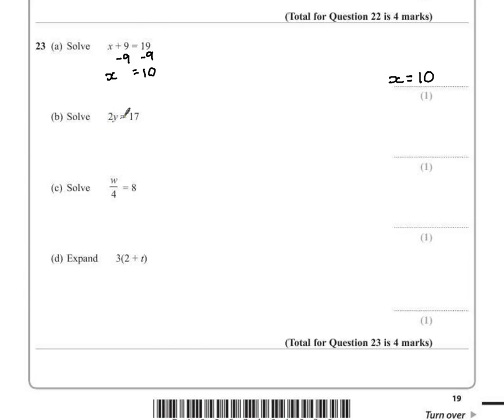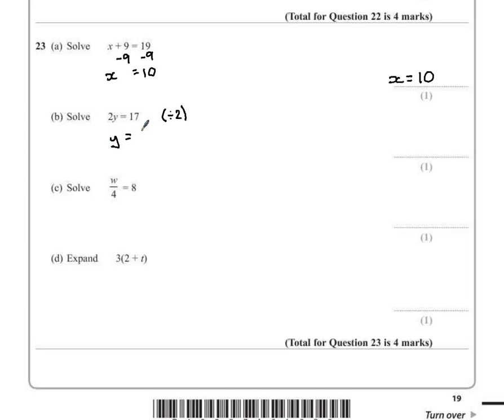Part B, solve 2y equals 17. So again, I'm going to undo everything. I'm going to work backwards. I have 2 times this number y equals 17. So to undo the multiplication, I'm going to have to divide. I can't divide by y, so I'm going to divide by 2. If we halve both sides of this equation, 2y becomes y.